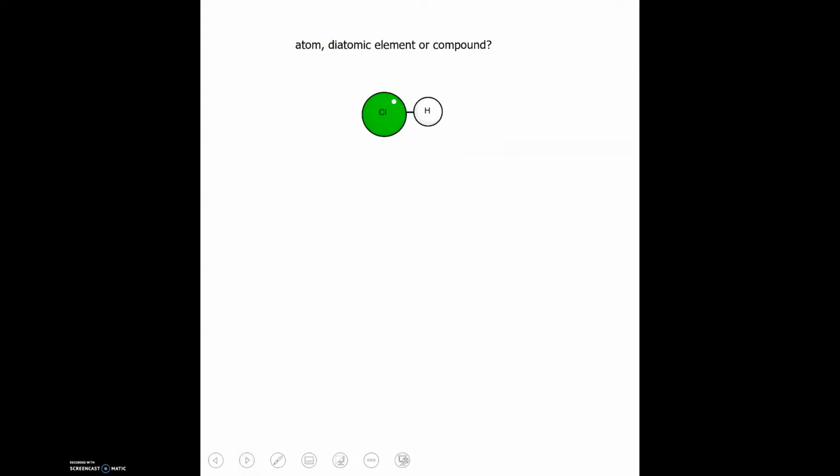All right, atom, diatomic element, or compound? If you guessed compound, you would be correct. These atoms are different, and they're bonded together. Atom, diatomic element, or compound? They're a diatomic element. They are the same. We have chlorine. So that's Cl2. There's two of them.